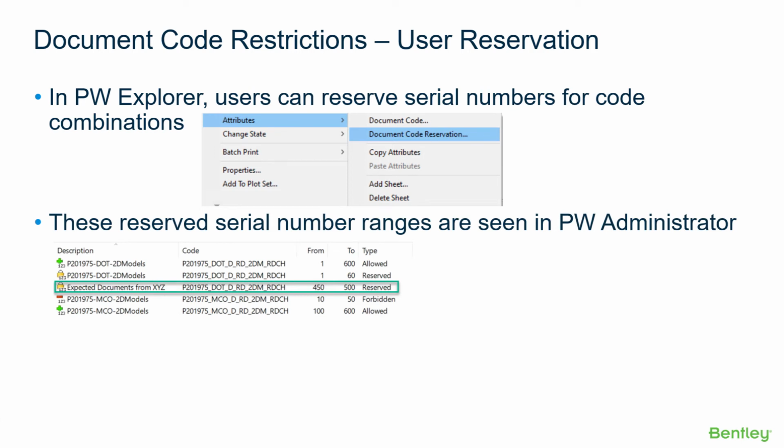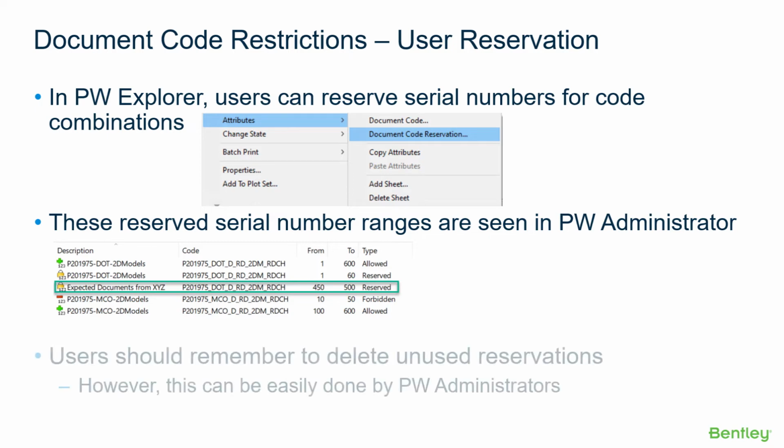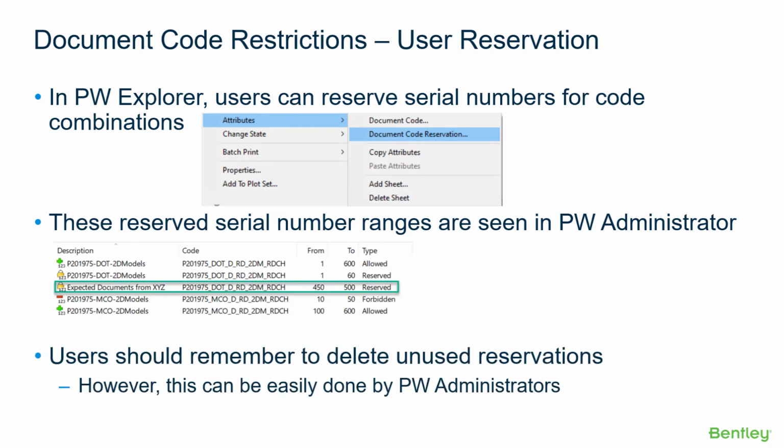For example, a user has created the expected documents from XYZ, entered the code, and reserved serial numbers 450 through 500. As previously mentioned, a reservation can only be created if the user has been allowed to use those serial numbers. Users should remember to delete any unused reservations.